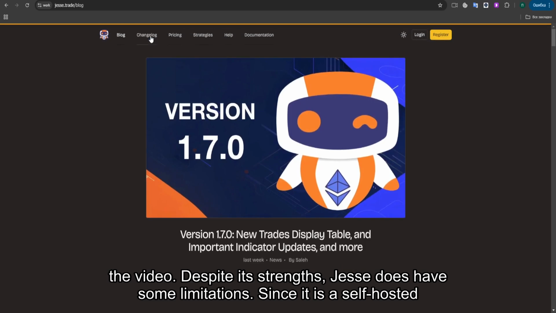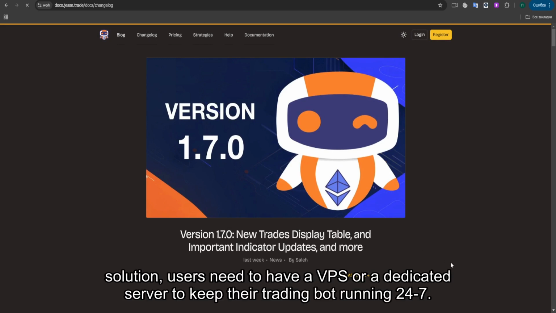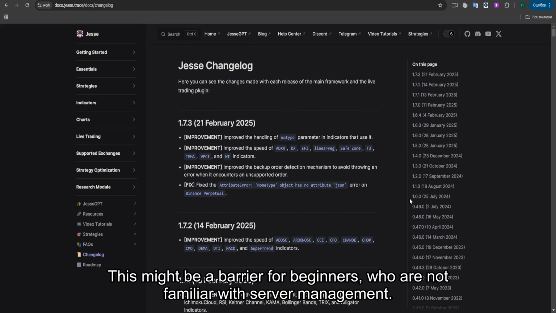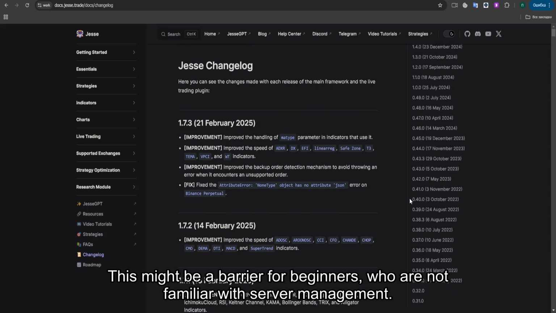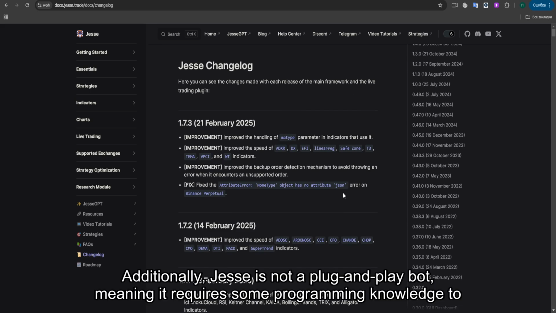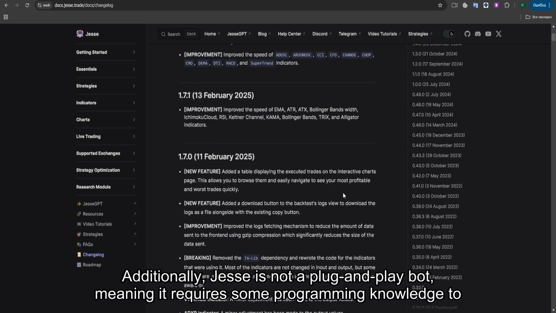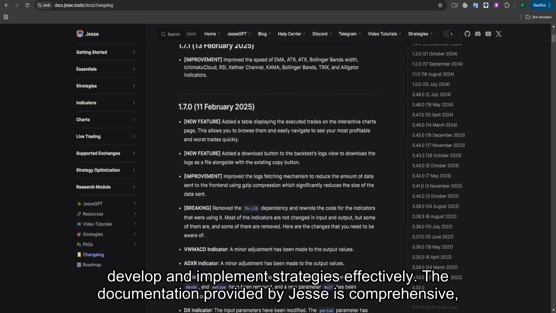Despite its strengths, Jesse does have some limitations. Since it is a self-hosted solution, users need to have a VPS or a dedicated server to keep their trading bot running 24/7. This might be a barrier for beginners who are not familiar with server management. Additionally, Jesse is not a plug-and-play bot, meaning it requires some programming knowledge to develop and implement strategies effectively.